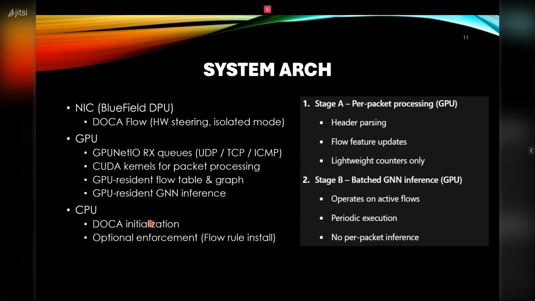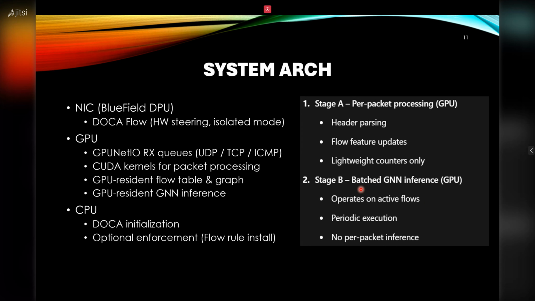DOCA initialization, port initialization, and queue initialization depend on the CPU, along with operational enforcement such as installing flow rules. We have two stages. The first stage is per-packet processing, which happens when we have new packets. We parse the header inside the GPU, flow features are updated inside the GPU memory, and some lightweight counters are also saved in the GPU memory.